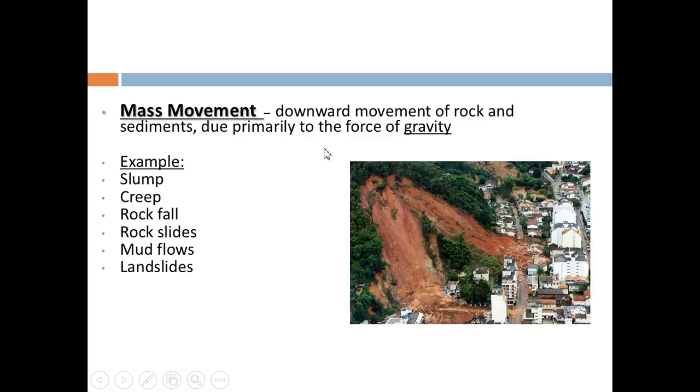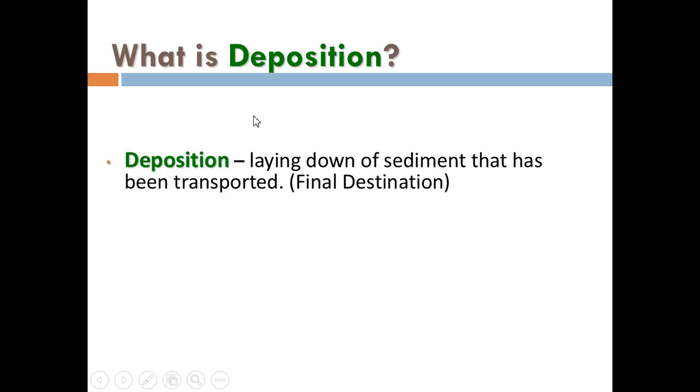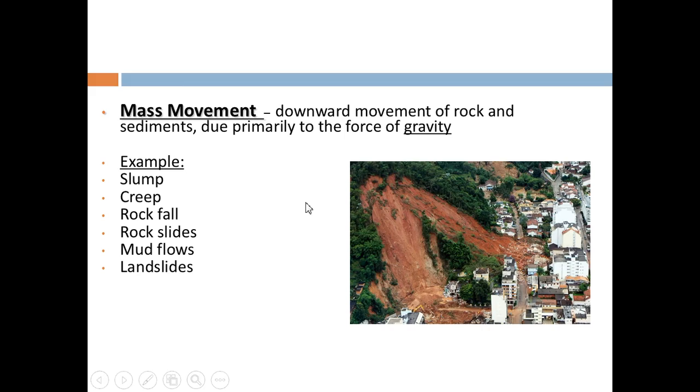Mass movement is a downward movement of rock and other sediments. This is due primarily to the force of gravity. The other name for mass movement is mass wasting. So it is a downhill movement of masses of rock and soil. Some examples are the following. You have slump, creep, rockfall, rock slides, mud flows, and landslides.